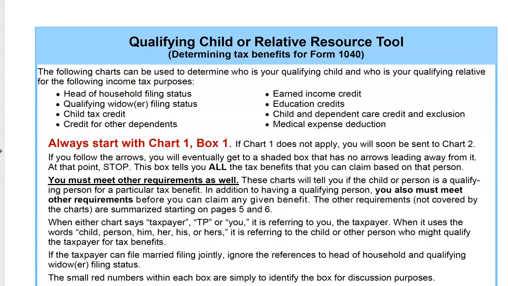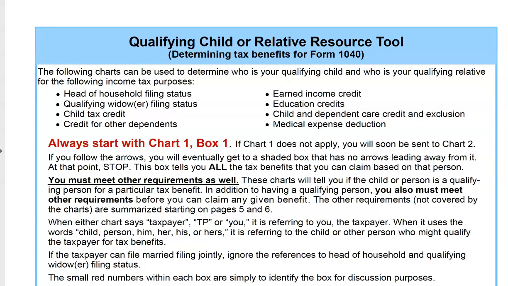The third option, the one that's strongly recommended, is to use the Qualifying Child or Relative Resource tool. This is an 8-page document. It's available in printed form with laminated pages. It can be ordered by the local coordinator. And we're going to be using this to examine what the benefits of Raymond being on Sophia's tax return are.